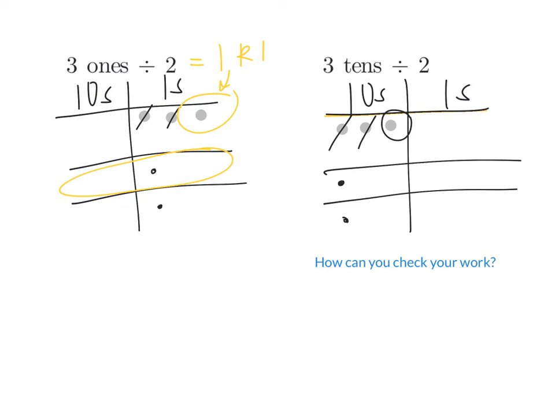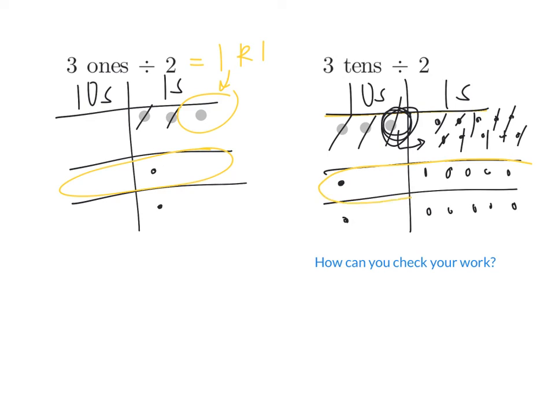No, because what do we know about this 10? I can regroup it into 10 1s. 3, 4, 5, 6, 7, 8, 9, 10, right? And when I do that, now I can share this. Here's 1, 2, let's cross out 2 more, 3, 4, 5, 6, 7, 8, 9, 10. So when I have leftovers in the 10s or hundreds or thousands, I can always regroup them and share it out more. Now I have nothing left over, so let's see what the quotient is.